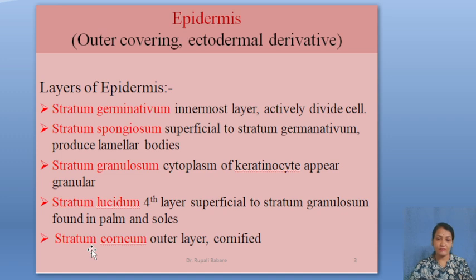This stratum corneum layer is the outermost layer of epidermis, which consists of cornified cells. The cells present in that layer are known as cornified cells, also known as corneocytes. Inside that cell there is a cytoplasm, flattened with the fibrous protein known as keratin, and it also contains phospholipids and glycogen. This is all about the different layers of epidermis.